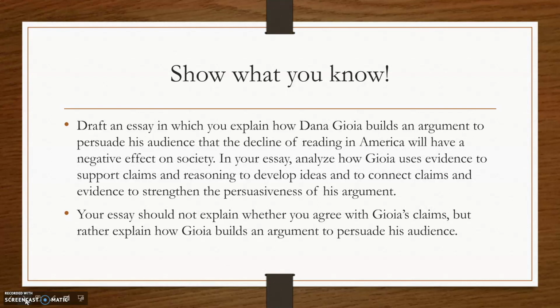in which you explain how Dana Gioia builds an argument to persuade his audience that the decline of reading in America will have a negative effect on society. In your essay, analyze how Gioia uses evidence to support claims and reasoning, to develop his ideas, and to connect claims and evidence to strengthen the persuasiveness of his argument. Your essay should not explain whether you agree with Gioia's claims, but rather explain how Gioia builds an argument to persuade his audience. Remember to include relevant textual evidence in your response.